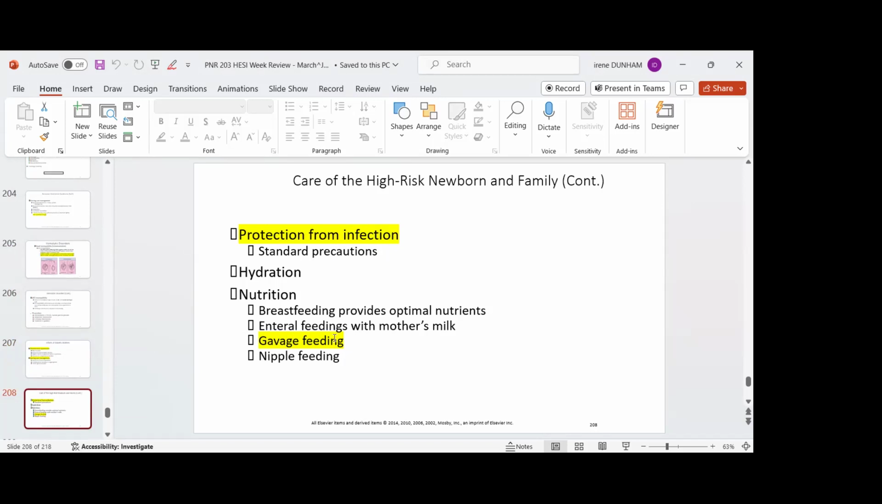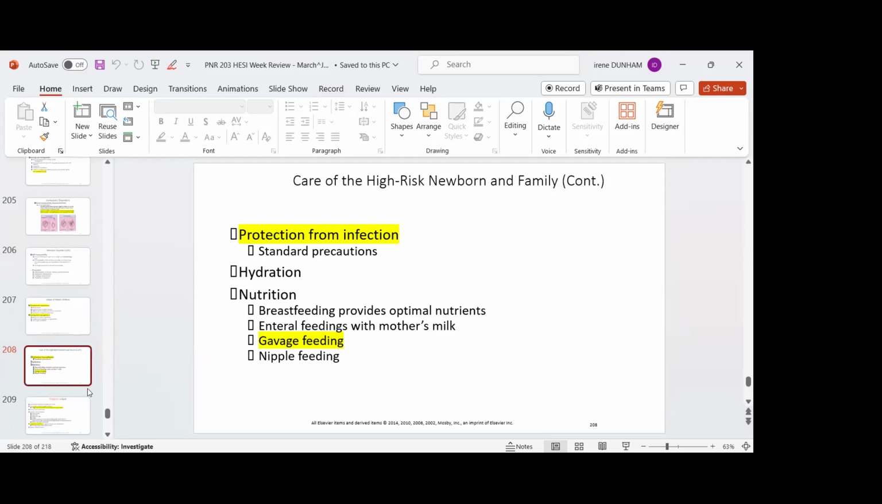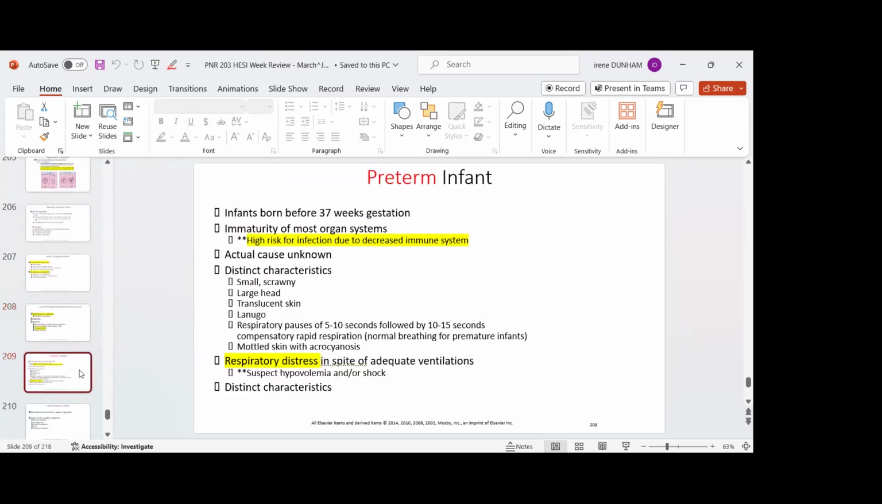So these preemies may have to have gavage feedings. Moms can still give the breast milk, and then we put it into a syringe. And then don't forget, you've got a tube that goes down the nose, down the throat, into the esophagus, and into the stomach. And with gavage feedings, you always want to make sure that the baby is being able to utilize what you fed them. So you want to aspirate before feeding these babies. Okay.